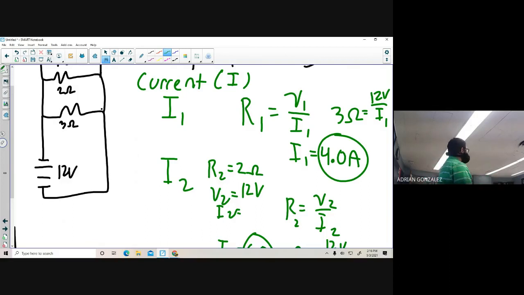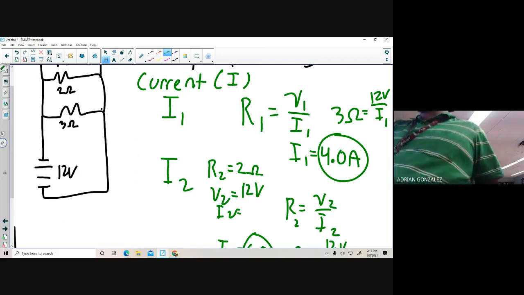from the other branch. So what do you think our rule should be for current in a parallel circuit? IT should be equal to what? Say it out. Okay, the total current in a parallel circuit is equal to the sum of the current through all the branches. The total current in a parallel circuit is equal to the sum of the current through all of the individual branches.